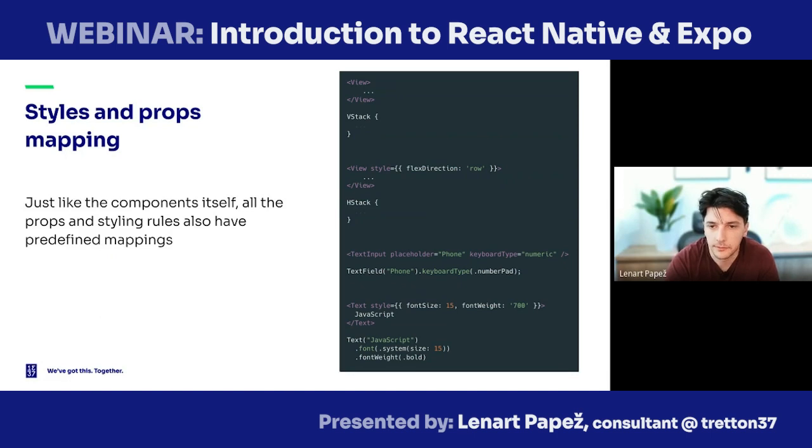If we render a view with a flex direction of row, we're going to get a horizontal stack. And then the same goes for all the props and styles next. So text input, placeholder, font, and keyboard type numeric is going to know how to render that native element in UI. And the same goes for a simple text. We can change some font size, font weight, and it's going to know how to translate that into native elements.